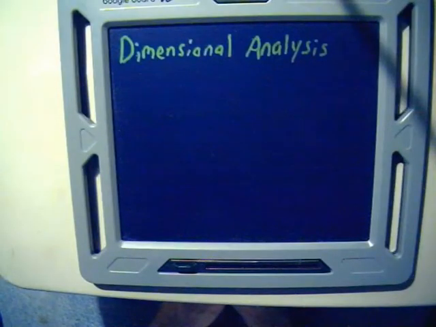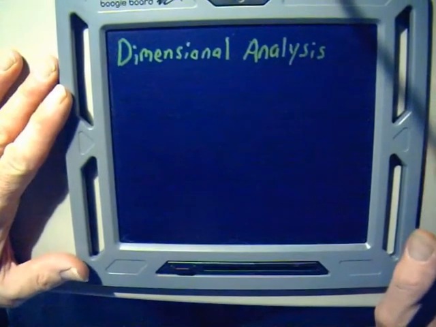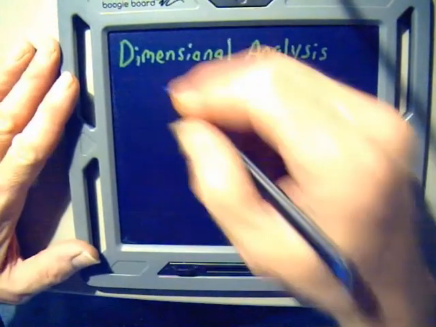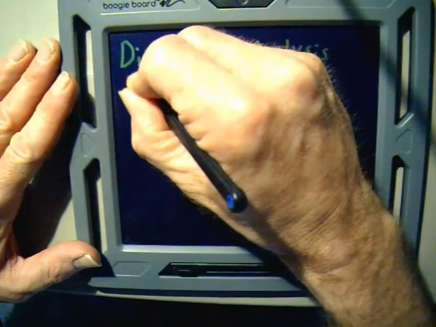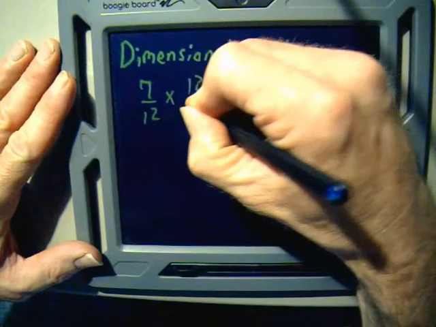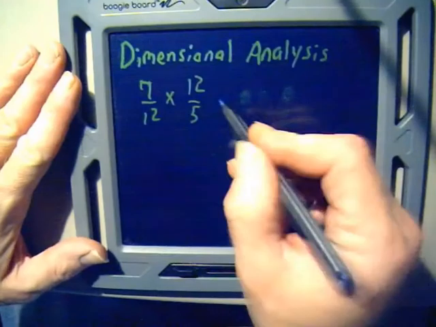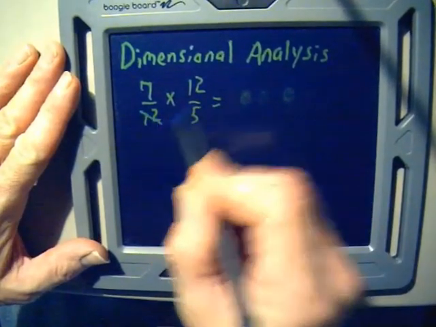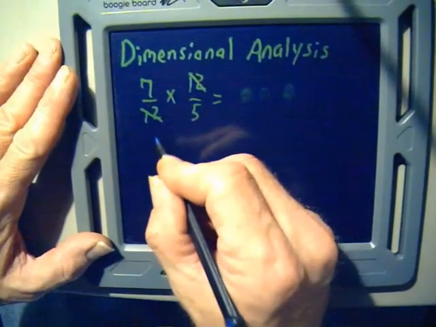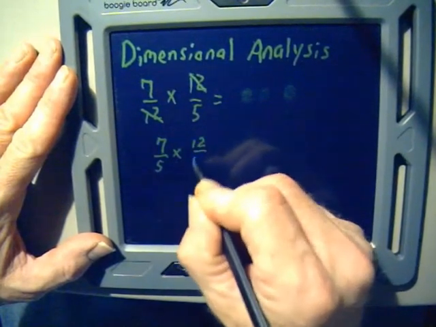So dimensional analysis is just another way of saying that we want to convert from one type of unit to another type of unit. So this all goes back to mathematics. For instance, if we had 7 over 12 times 12 over 5, before you ever go through and actually multiply this and figure out what the answer is, we can cancel out the 12s. Well, the reason that we can cancel out the 12s is because we could rewrite this equation as 7 over 5 times 12 over 12.